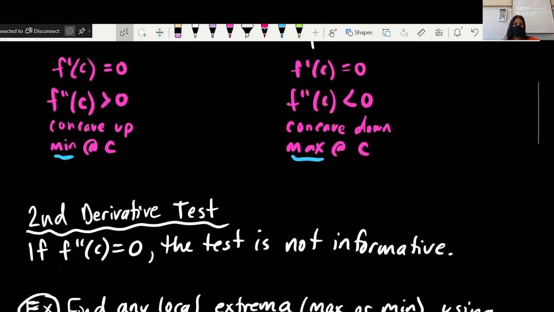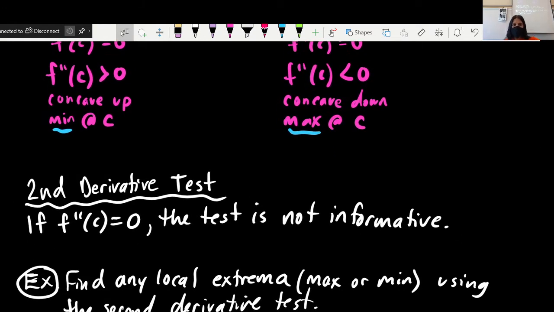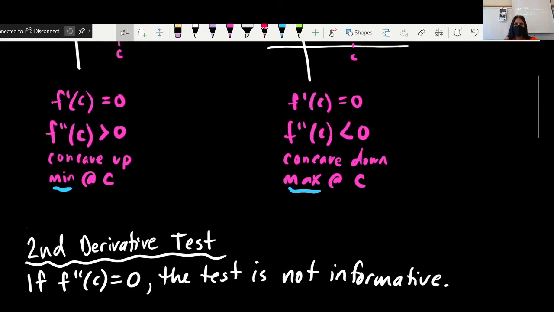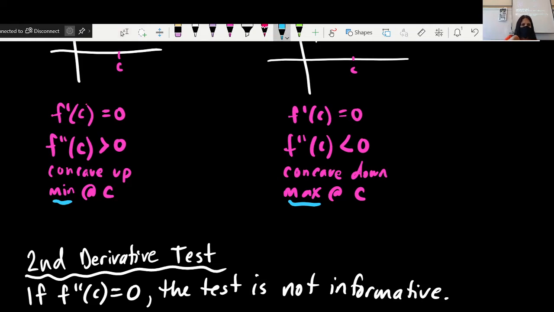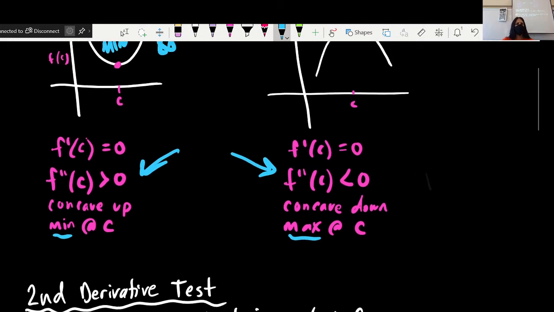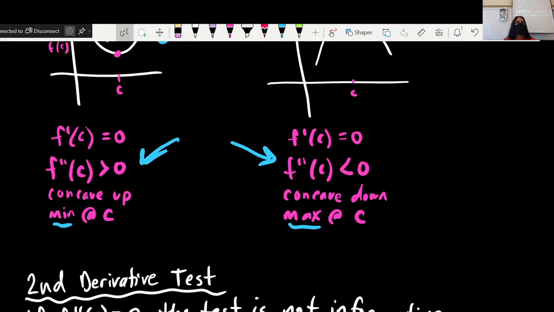The second derivative test, if you take the second derivative and it ends up being equal to 0, the test is not informative. This kind of makes sense if we compare, I guess, this part and this part, because look at what we used to decide if it's concave up or down. We used whether the second derivative was positive or negative. So if it's just equal to 0, then we don't really know. It's not telling us that information, and we'd have to do some more work to figure out what's going on.